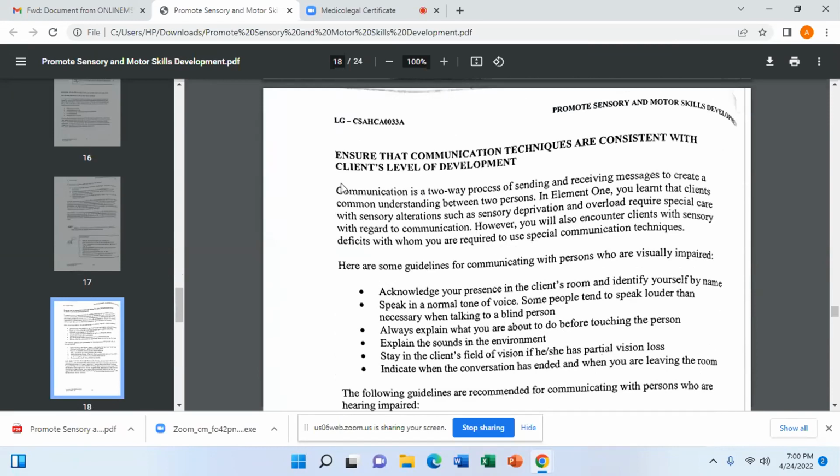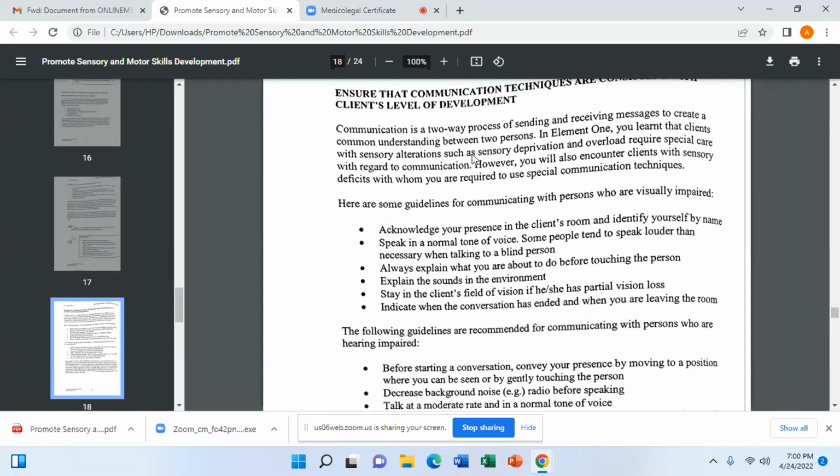It says, ensure that communication techniques are consistent with clients' level of development. Communication technique consistent with patient's level of development. It says communication is a two-way process for sending and receiving messages to create a common understanding between two persons. So one, you send a message. Two is to receive the message and to understand the message, and to send the message in a way that people can understand.